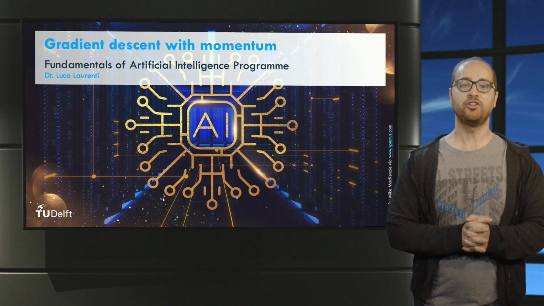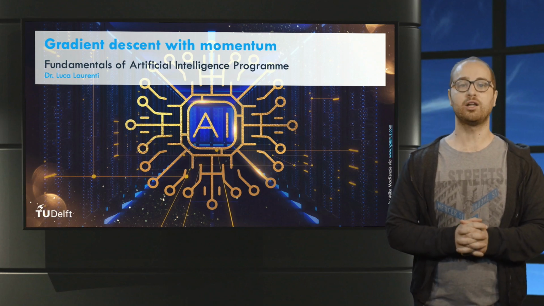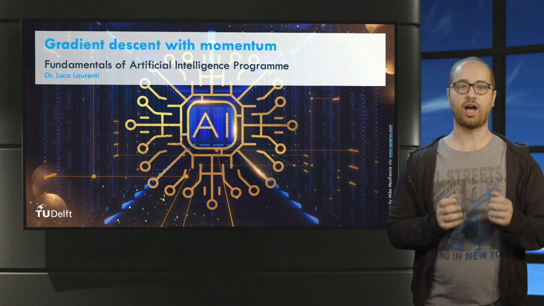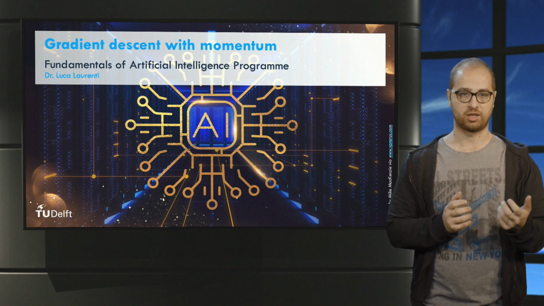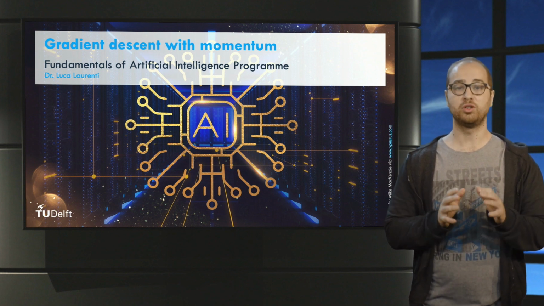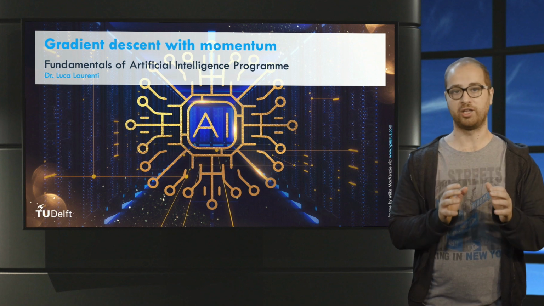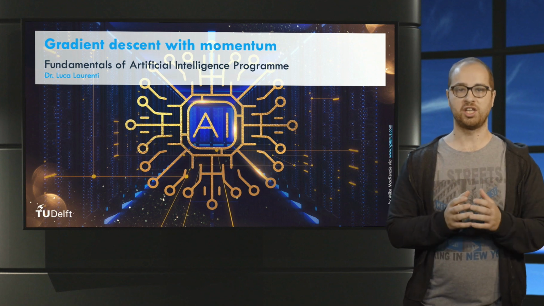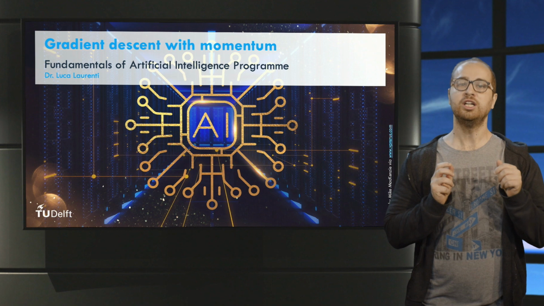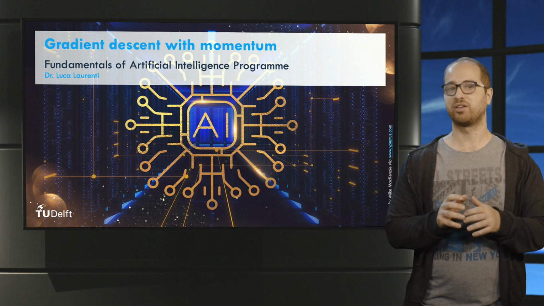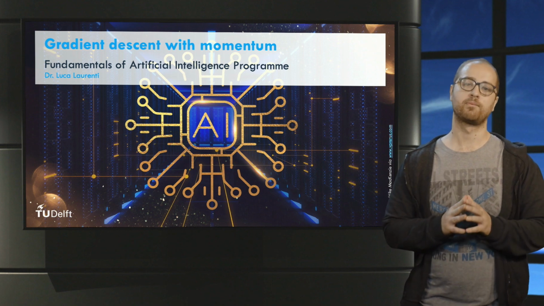Hello. As you may know or imagine, most algorithms used to train neural networks are based on some sort of gradient descent. In this lecture, we introduce gradient descent with momentum, which is a variant of gradient descent that almost always speeds up the performance compared to standard gradient descent.